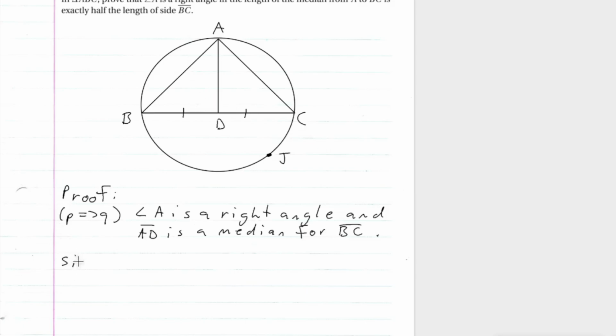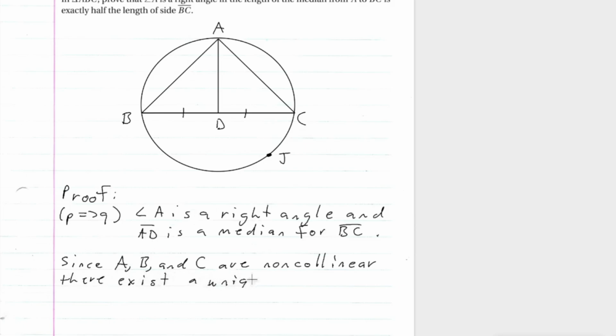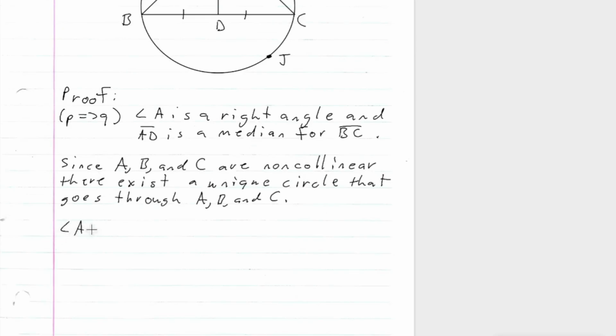So since A, B, and C are non-collinear, there exists a unique circle that goes through A, B, and C.